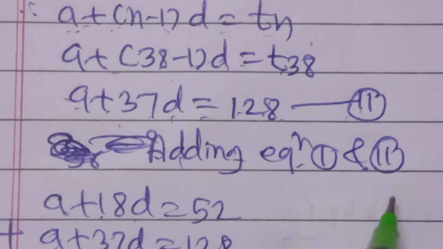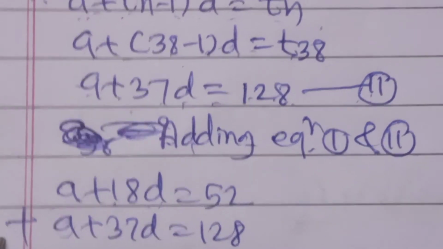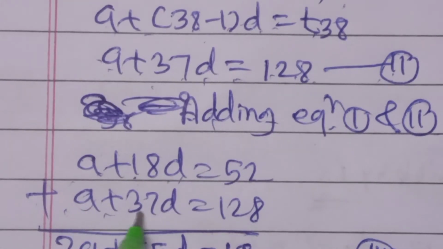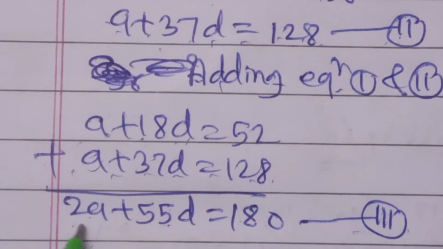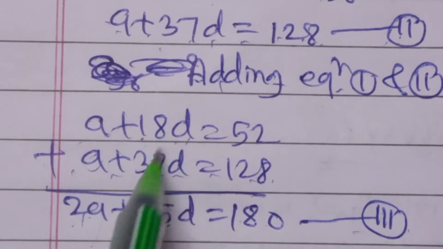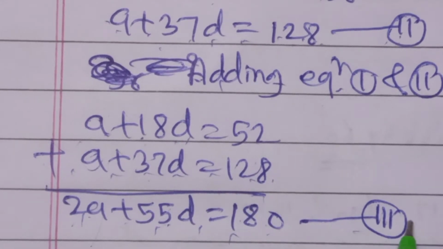Adding equation 1 and 2: a plus 18d equal to 52 plus a plus 37d equal to 128. So adding, 2a plus 55d equals 180. So equation number 3.